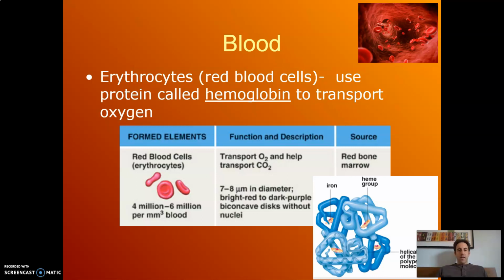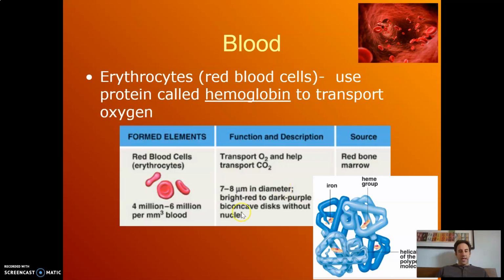Another component of blood are the erythrocytes, and erythrocytes is a fancy word for the red blood cells. Red blood cells have basically one job, and that is they use a protein called hemoglobin to transport oxygen.